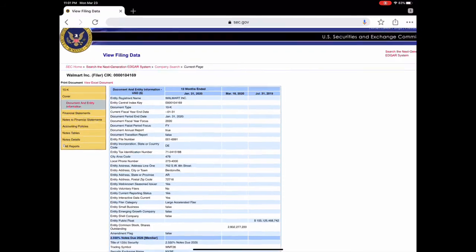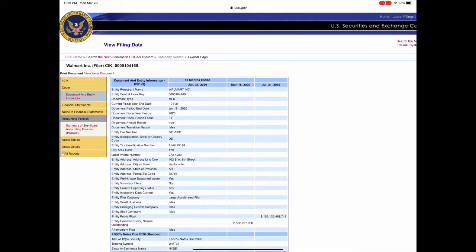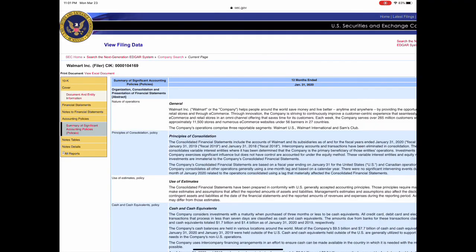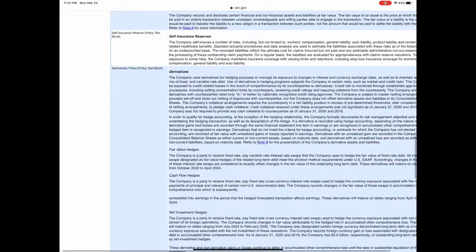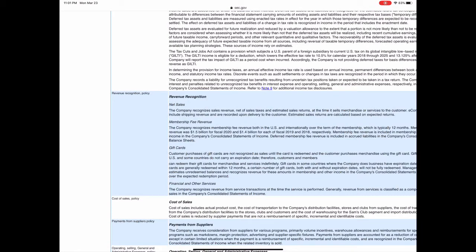So this is Worma's interactive data. This is accounting policy. Hit the link. You will find revenue recognition. Basically, Worma's revenue are from these four sources: sales of their products, membership fee, gift cards, and financial or other service. And for different revenues, the recognition principles are different. So before you use the numbers, you must read this part carefully.